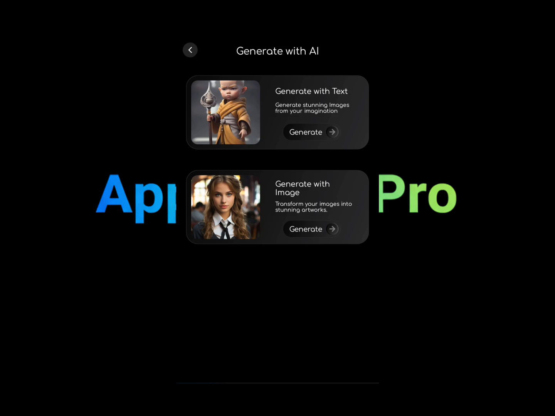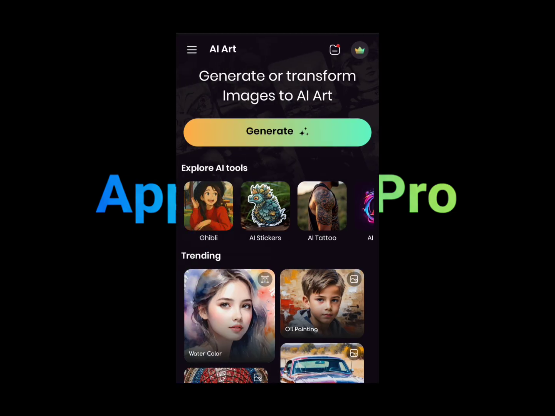You can either generate with text or you can generate with image. So that's really pretty much it.